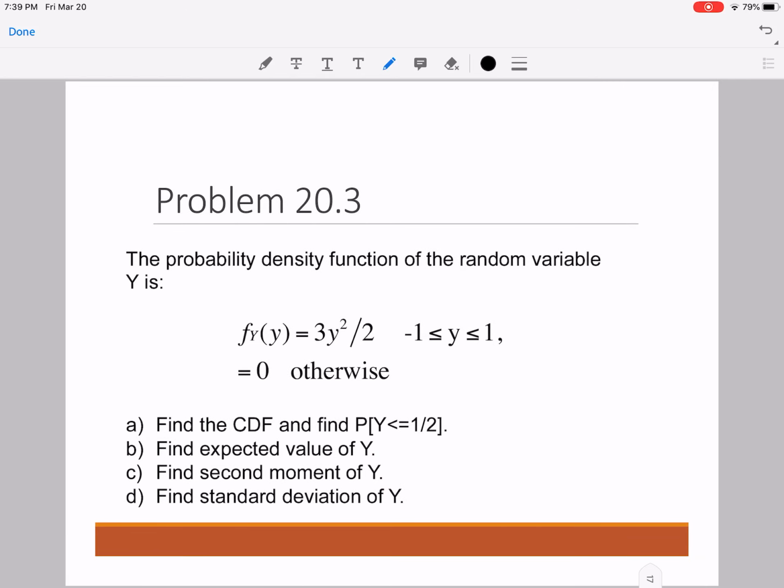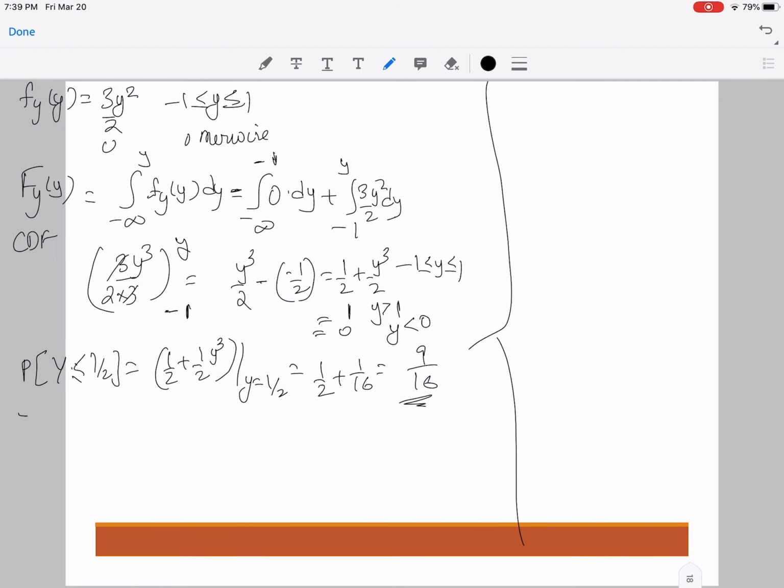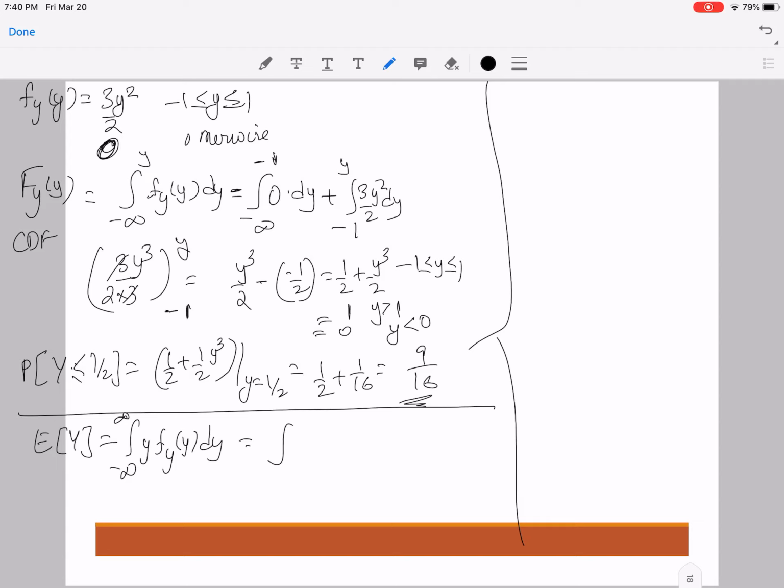The next item that I need to find is the expected value of y. Now, the expected value of y is an integral from -∞ to infinity of y times f of y dy. From -∞ to -1, this PDF is actually 0. So this PDF is non-zero only for -1 to 1. So y times 3y squared over 2 dy. So I need to integrate from -1 to 1, 3y cubed over 2 dy. That gives me 3 over 8 y to the 4 from -1 to 1. When y is 1, it is 3 over 8. When y is -1, it's also 3 over 8. So the expected value is actually 0. So that's the expected value.